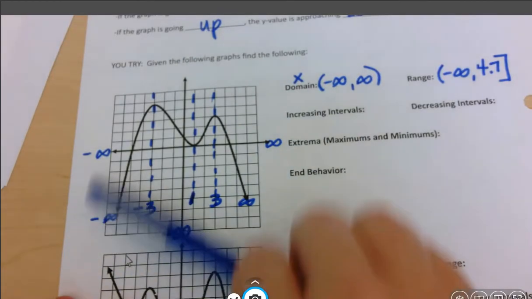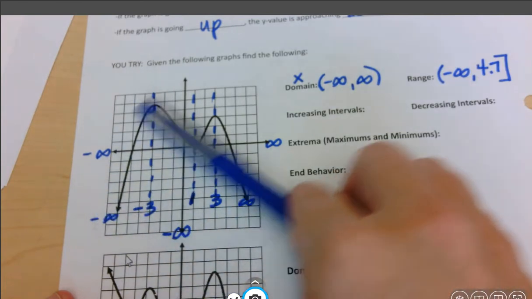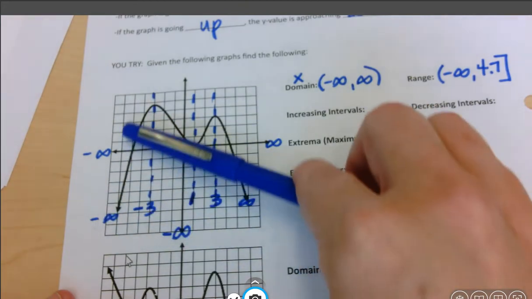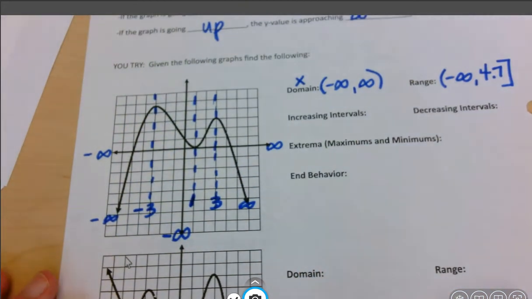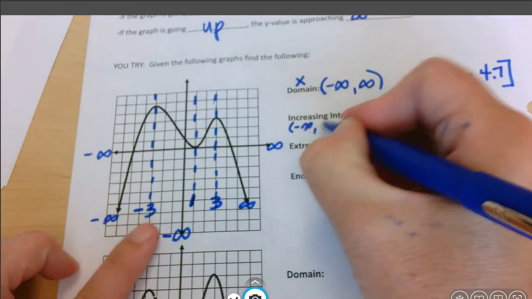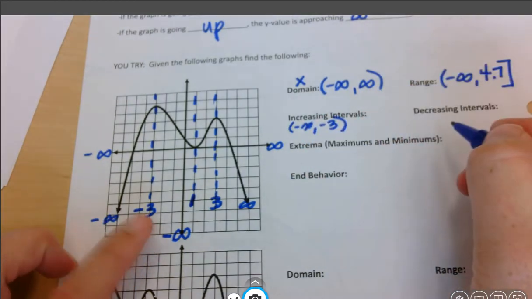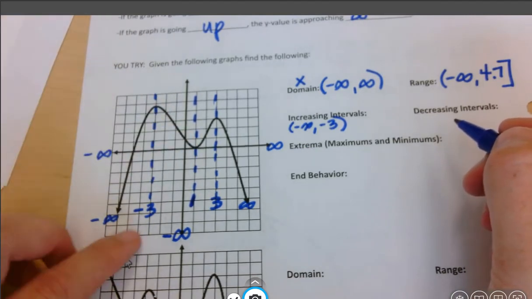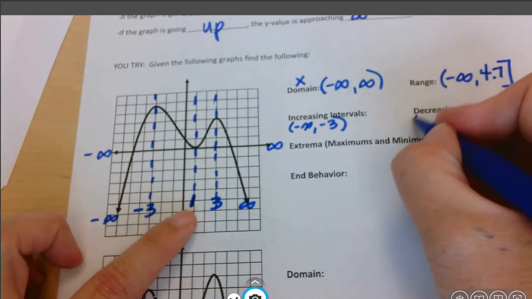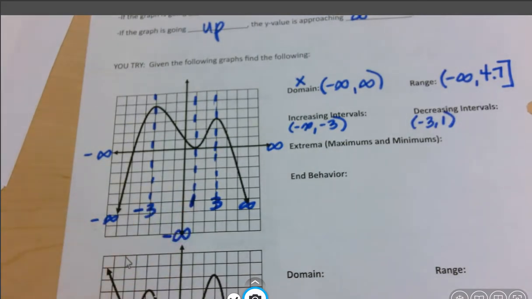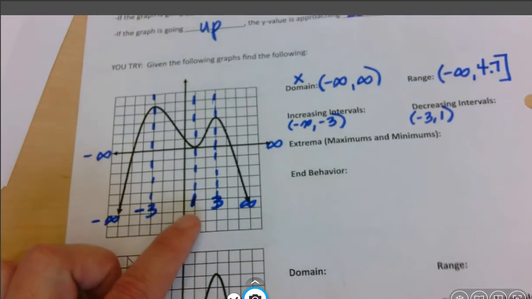And now we're just going to read the graph from left to right. So this first part is increasing or decreasing? This part is increasing. It gets confusing when you mix it up with end behavior, okay? Increasing and decreasing, you just read it across left to right. So increasing from negative infinity to -3. Then it starts doing what? It's decreasing, thank you. From -3 to 1. Remember, always use parentheses on increasing and decreasing. And then it's increasing again.